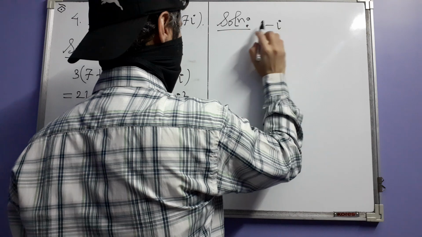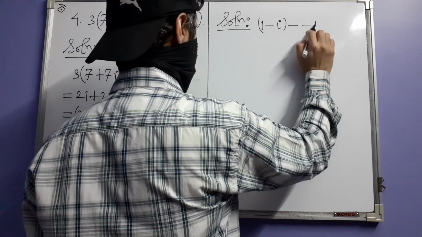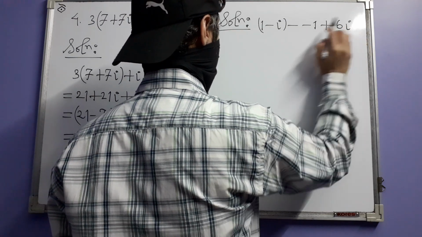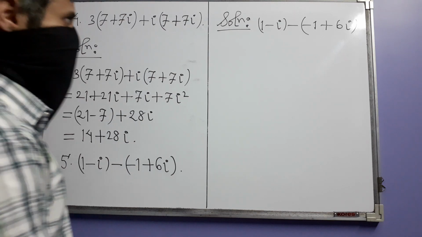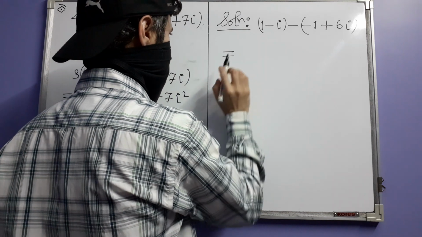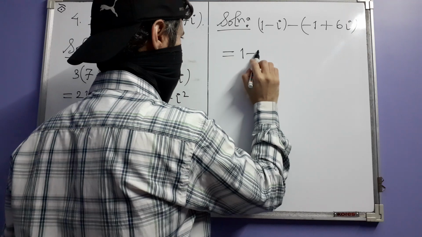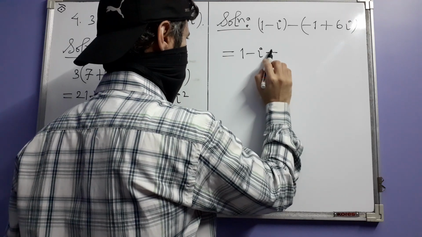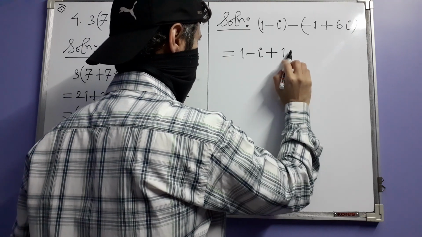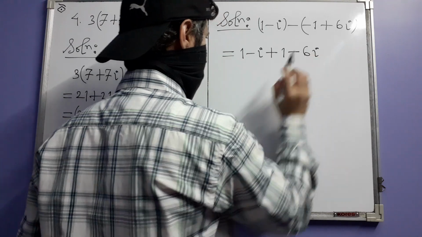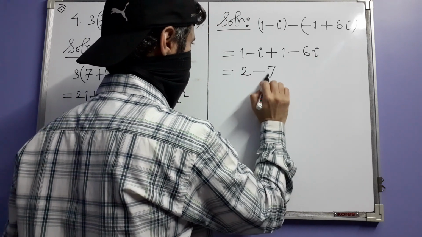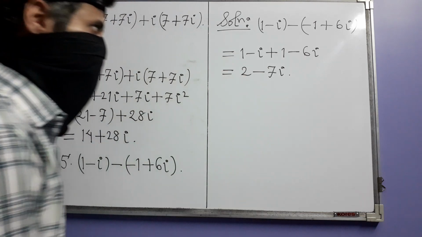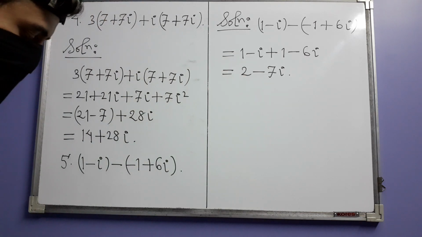One minus i minus minus 1 plus 6i, yeah, that's the number. So this will be 1 minus i plus 1 minus 6i. So that gives us 2 minus 7i. Okay, so that's our answer.